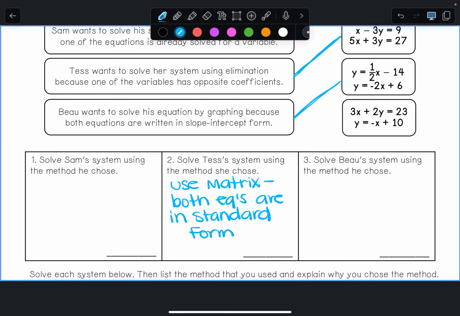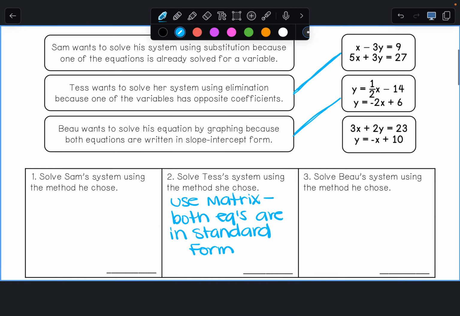Yeah, because tomorrow. So both equations are in standard form, so that means you're going to use matrix for this system right here. Okay. So let's do that. Wait, we're solving? Mm-hmm. Wait, how are we supposed to solve? Oh, wait, it's just a calculator. Yes, it's just a calculator trick.